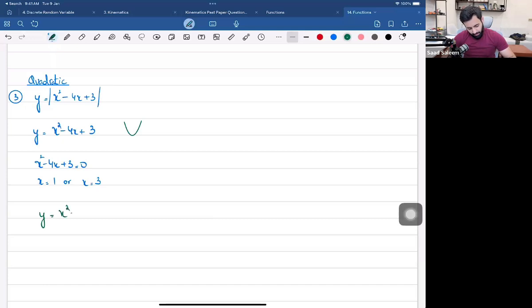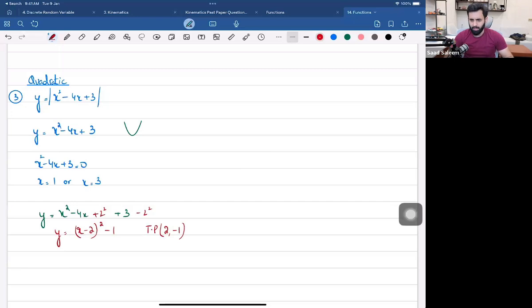We will use the method that we learned in math to find out the x and y coordinate of the turning point. So what do we add? We add the square of 2 and we subtract the square of 2 as well. So we get y is equal to (x minus 2) whole squared, 3 minus 4, which is equal to minus 1. So that means the coordinates of the turning point are (2, minus 1).